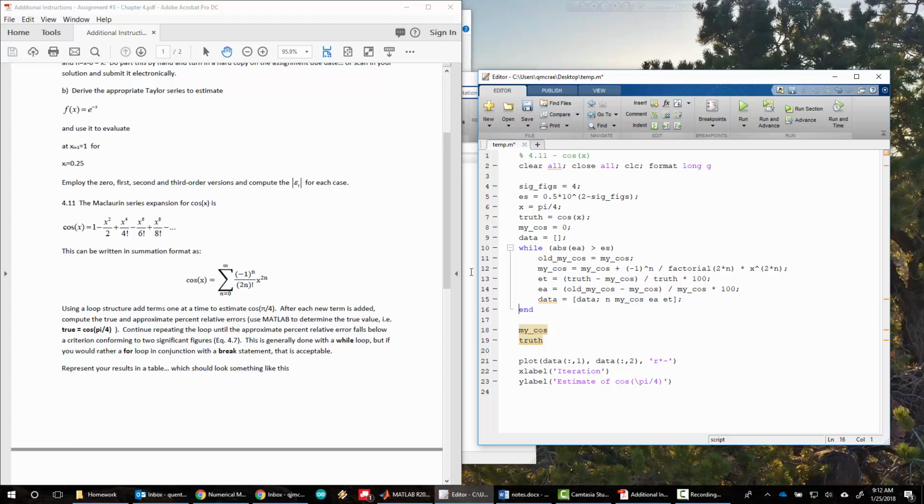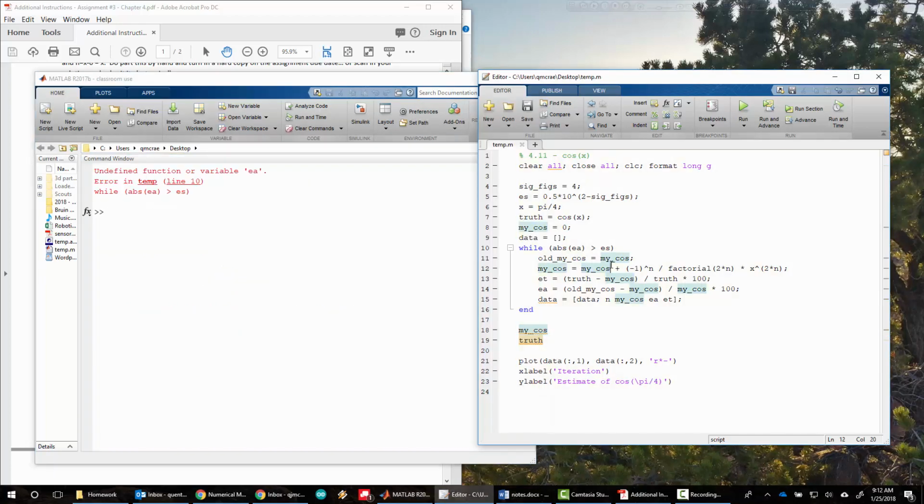And it's going to give me, let's look at this, we'll bring this up. It's going to give me an error. And that error is going to say, I don't even know what EA is. Why are you asking if EA is bigger than ES? I have never heard of that one before. So I need to initialize this to something.